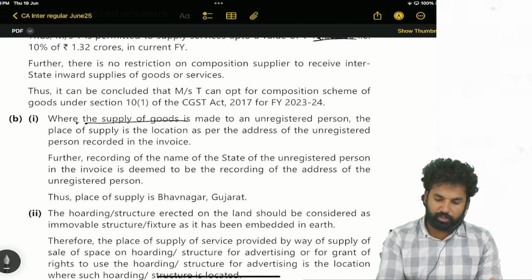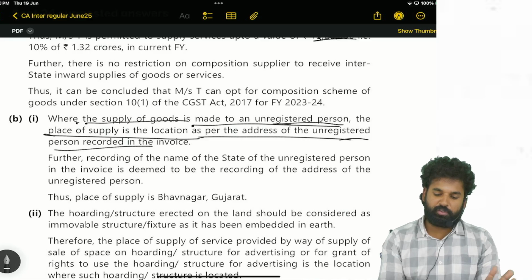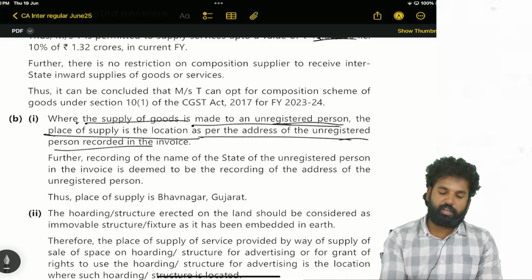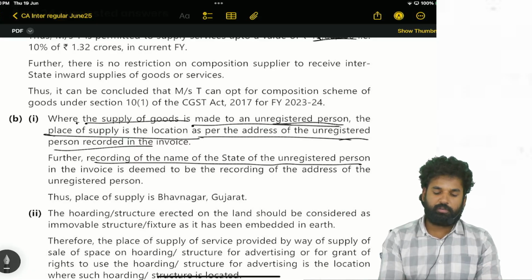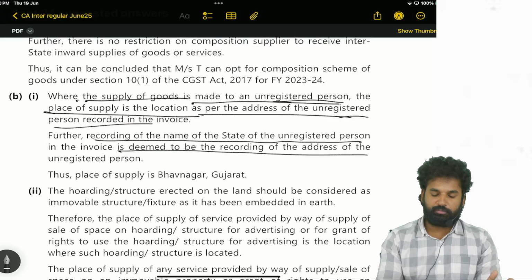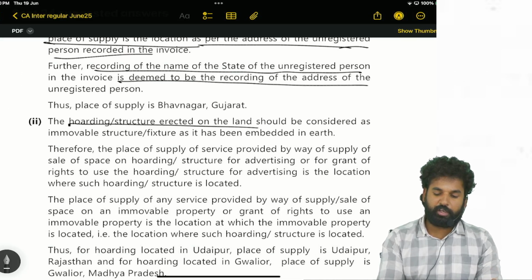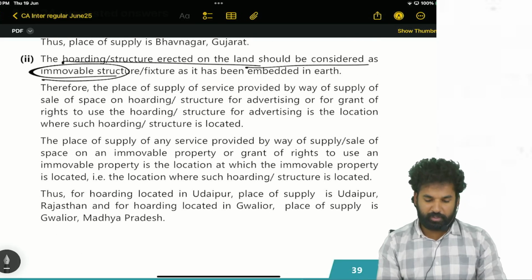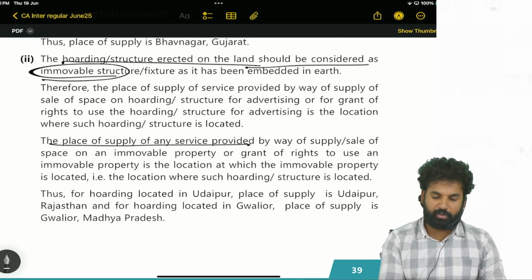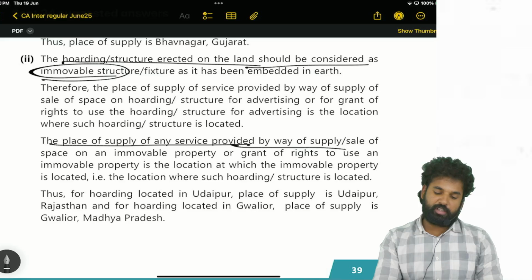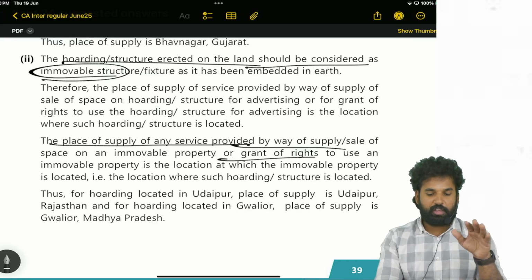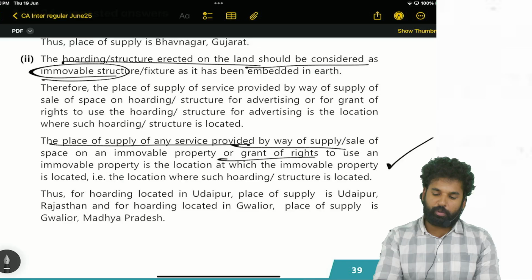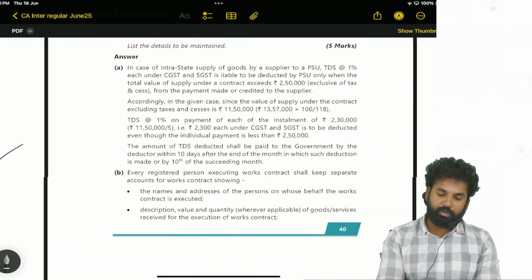Next, when supply of goods is made to an unregistered person, the place of supply is the location of the address of the unregistered person in the invoice. Just recording of the state is enough. Recording of the name of the state is deemed to be recording of the address. Next, a hoarding structure erected on the land should be considered as an immovable structure. So whenever it is an immovable structure or immovable property, the place of supply of any services provided by way of supply or sale of space on immovable property or grant of rights to use an immovable property is the location at which the immovable property is located. Where the immovable property is, that is the place of supply.